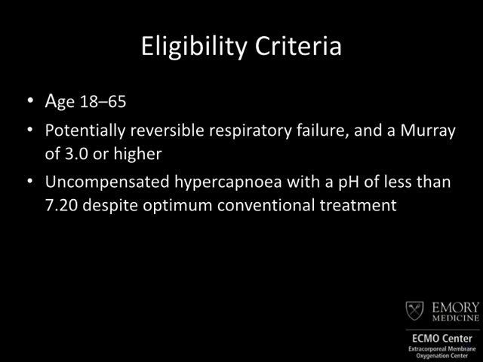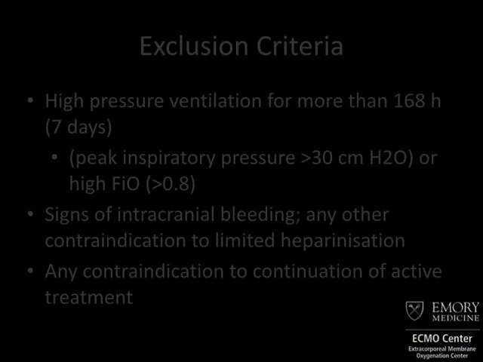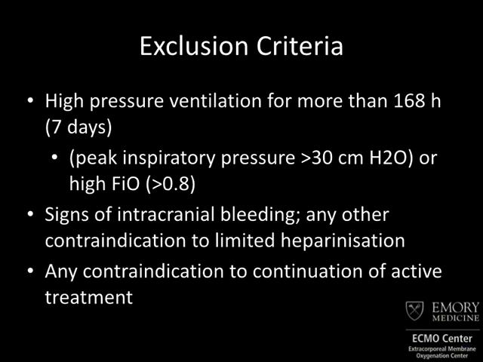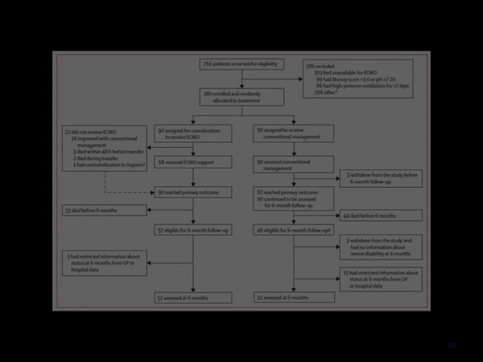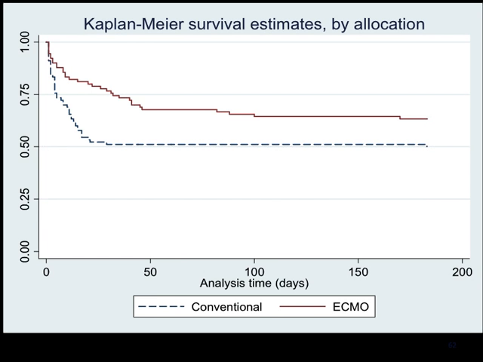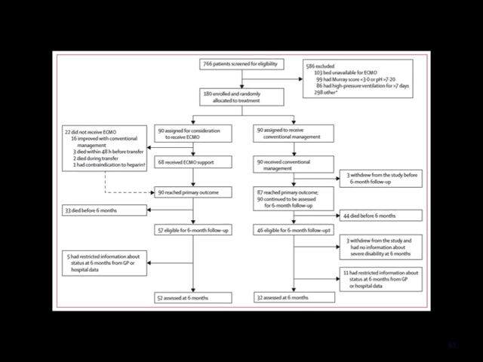This was the criteria to be enrolled, and you see the Murray score there, and a relatively young group of people, 18 to 65 years of age. This was the exclusion criteria: less than 7 days of high pressure mechanical ventilation, no problem with anticoagulation, and no contraindication to continuation of active treatment, whatever that means. And so this was what happened with the randomization. Oops, go back one slide, pardon me.